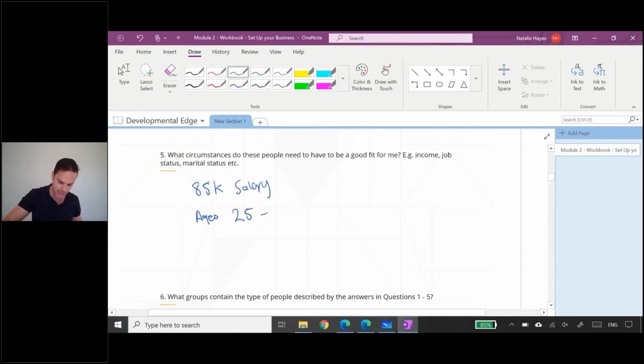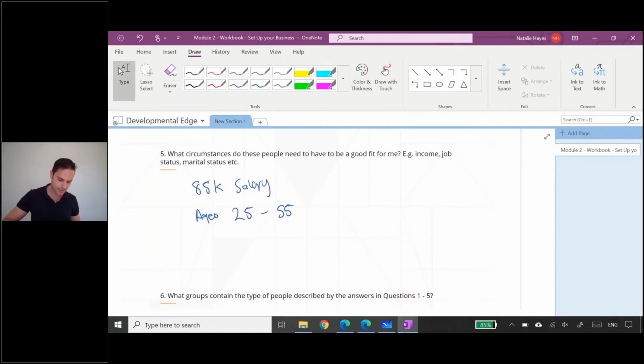And most likely between the ages of 25 and, let's just say, 55, because later than that, they're at a different kind of life stage and not really suitable for what I do. So what are the circumstances? We want to jot those down.